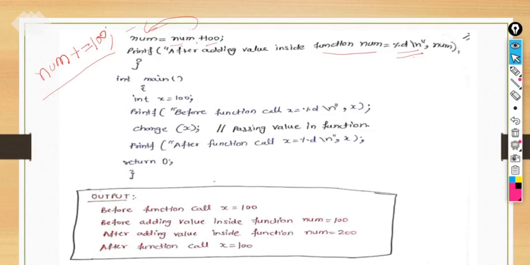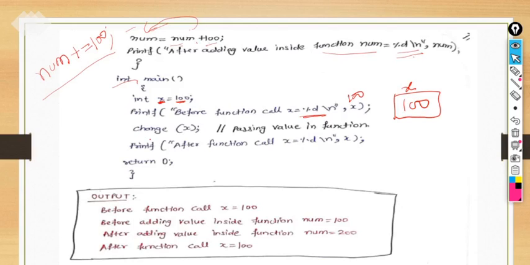Change is the name of the function. Now we are starting main. Here I am taking a local variable x whose value is 100, so in memory we have assigned the value 100. Before the function call, we print the value of x, and it will print 100.